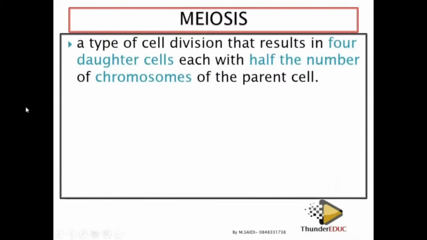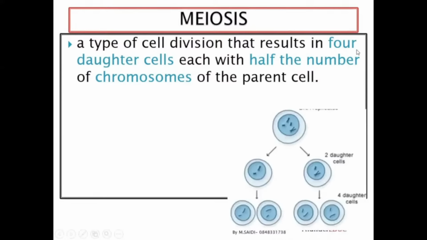It's a type of cell division that results in 4 daughter cells, each with half the number of chromosomes of the parent. So meiosis starts with one cell. This cell divides and then you form 4 daughter cells. If you started with 4 chromosomes, these cells will each have 2 chromosomes.